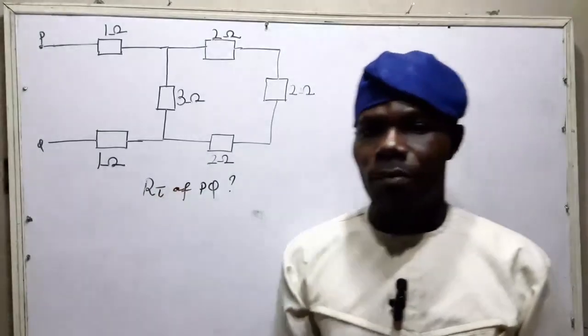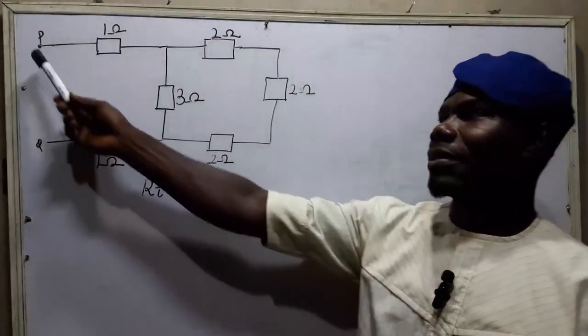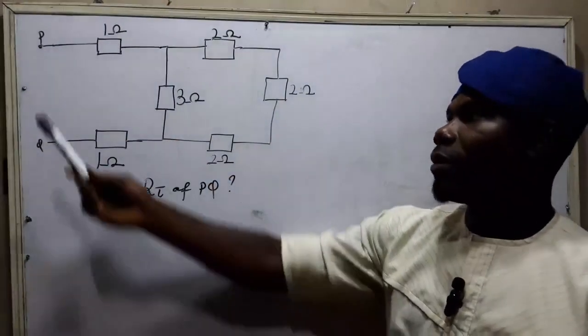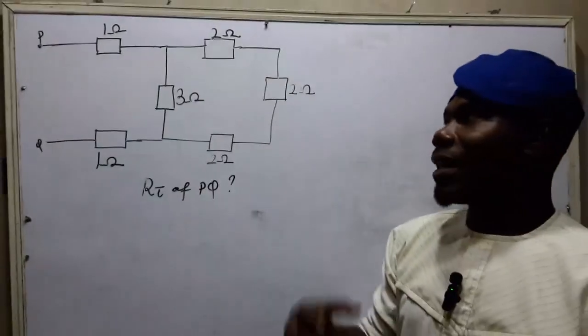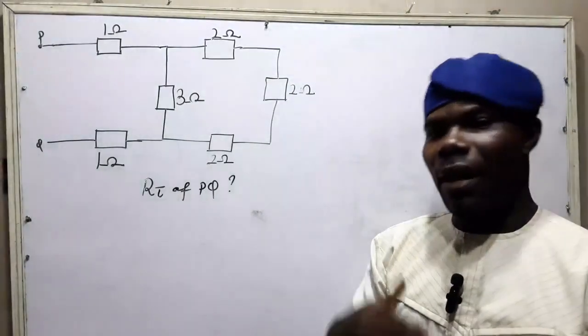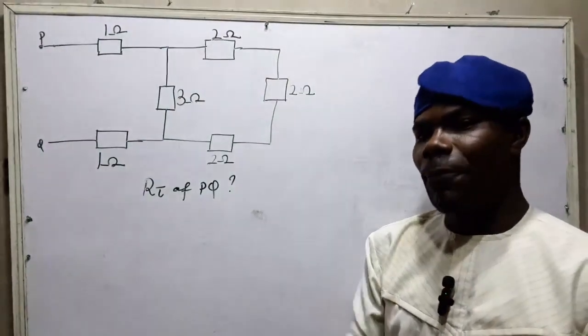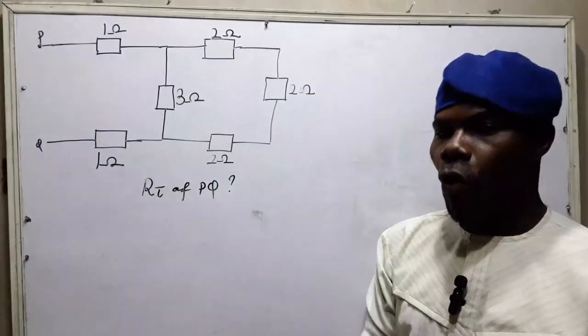So let's go back to the question. You see this question, the current will move from P. When it moves from P, it will come out from Q. Now, before we know that some are in parallel and some are in series, it is the current that will determine what will make me know whether the resistor is in parallel or in series.